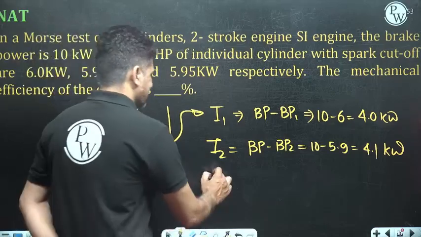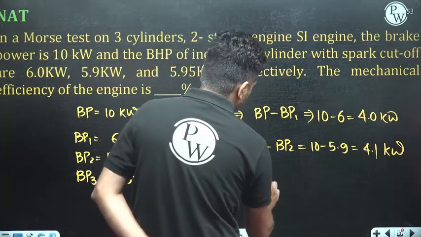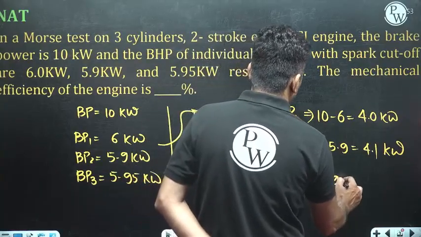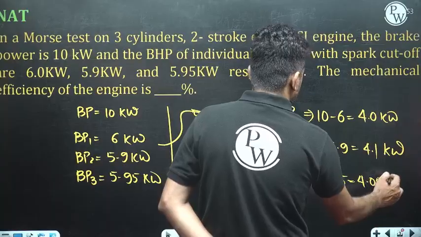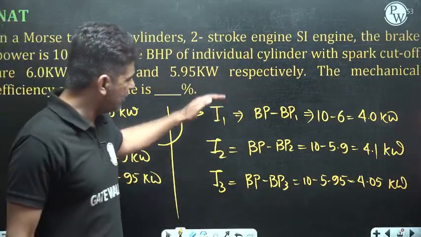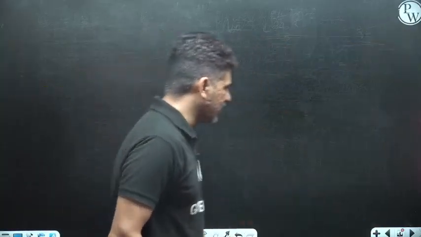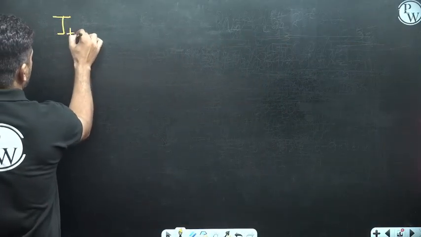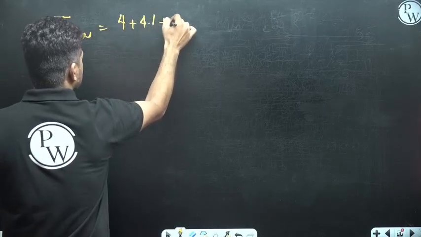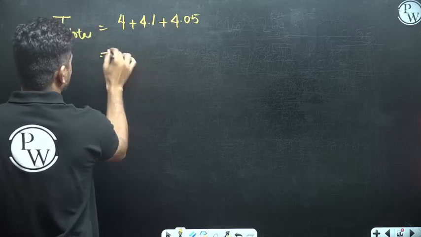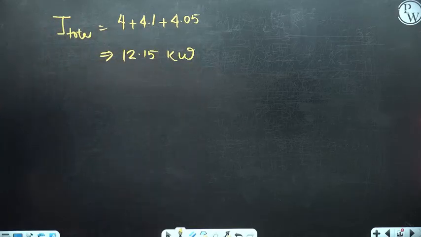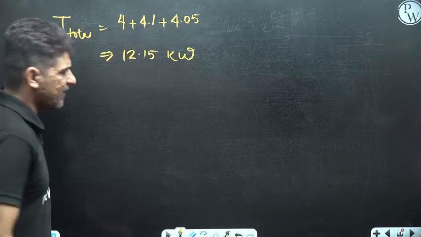Third, the indicated power in cylinder 3 will be BP minus BP3, so that is 10 minus 5.95, which is 4.05 kilowatt. Is it clear? Once we have calculated all three indicated powers, we can calculate the total indicated power. So I total will be equal to 4 plus 4.1 plus 4.05, that is 12.15 kilowatt. So your indicated power is 12.15, brake power is 10.